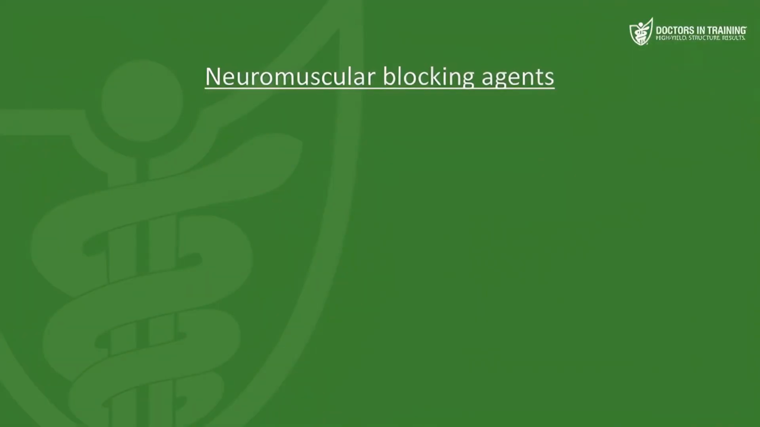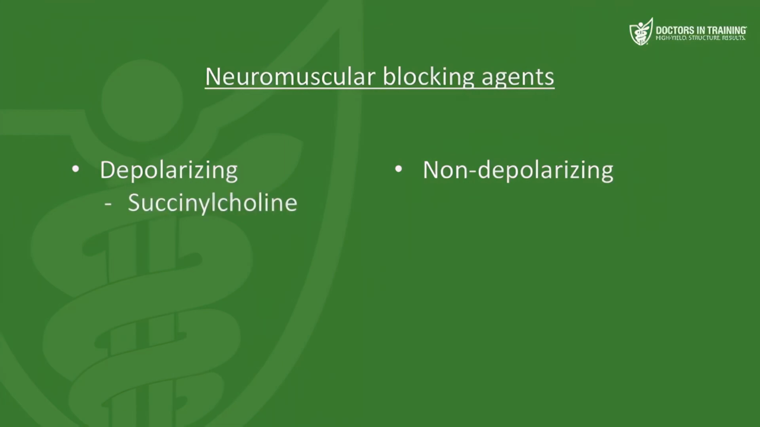Now, there are two different categories of neuromuscular blocking agents. There are the depolarizing neuromuscular blockers, and there are the non-depolarizing drugs. Now, there's only one depolarizing neuromuscular blocking agent in clinical use, which is succinylcholine, but there are several different non-depolarizing drugs, so let's start there.